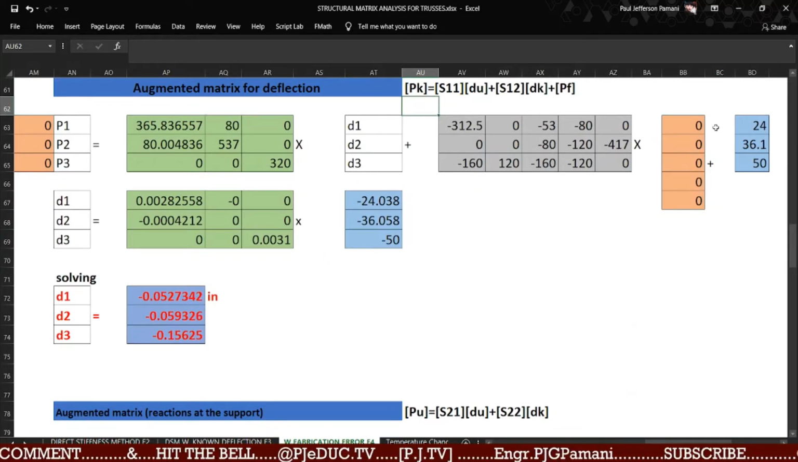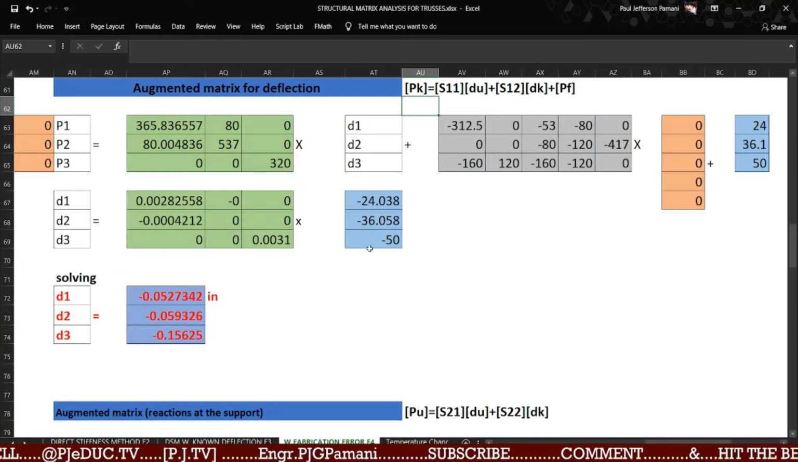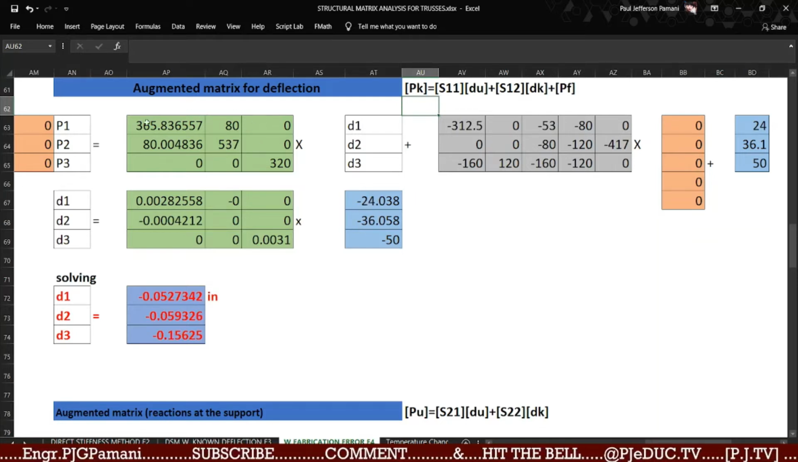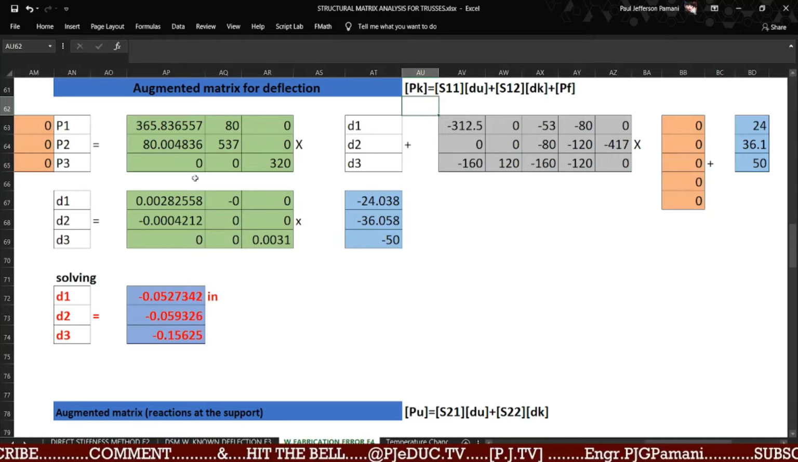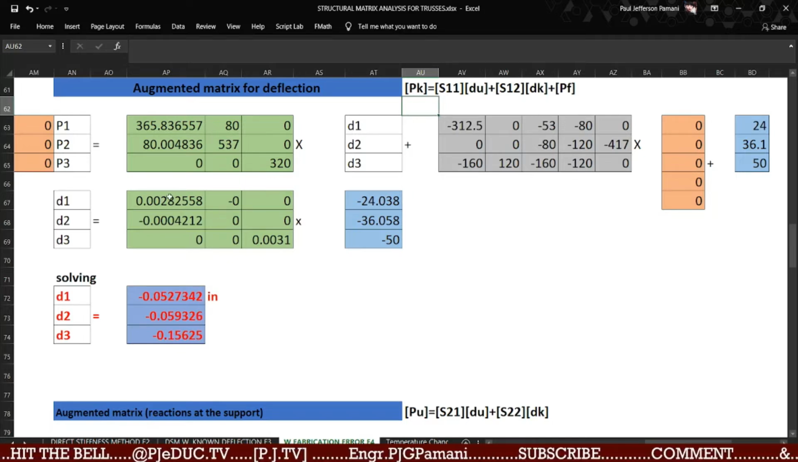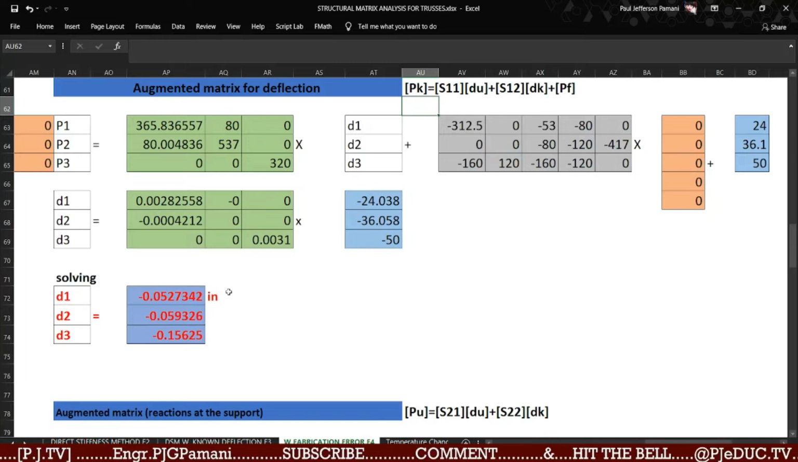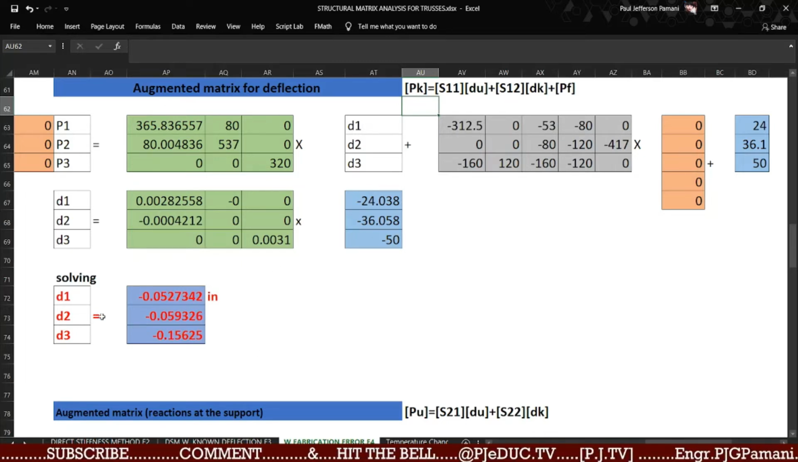Then, transpose natin to dun sa kabila. Giging negative, which is this one. Then, divide it with this matrix. Eh, wala namang division of matrix, which is, gawin na lang natin inverse. So, inverse of matrix S11 times this matrix. So, ito ngayon, yung bagong deflection natin.